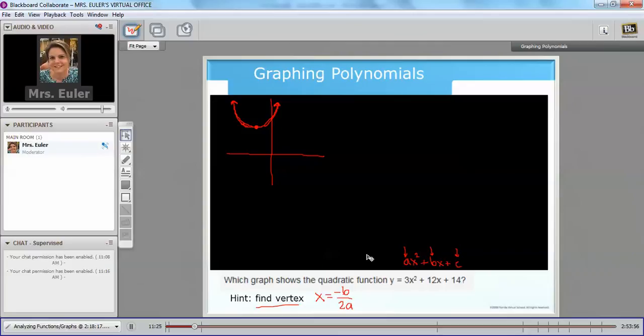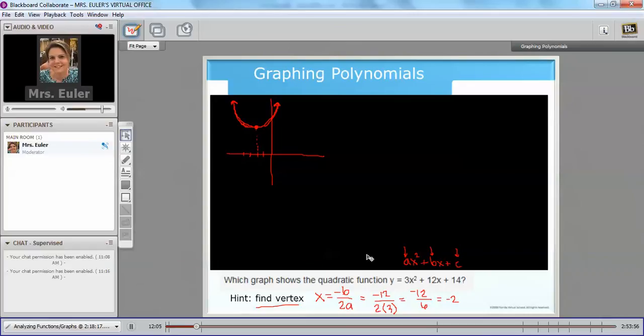So in order to find the vertex of this polynomial, negative b means we're going to take the opposite sign of b. So we're going to take negative 12 divided by 2 times a, and a in this case is 3. And then we simplify. So negative 12 divided by 6 is negative 2. Because of this, now I know that this graph is going to be at x equals negative 2. Right here at negative 2, this is where the vertex is going to be located.